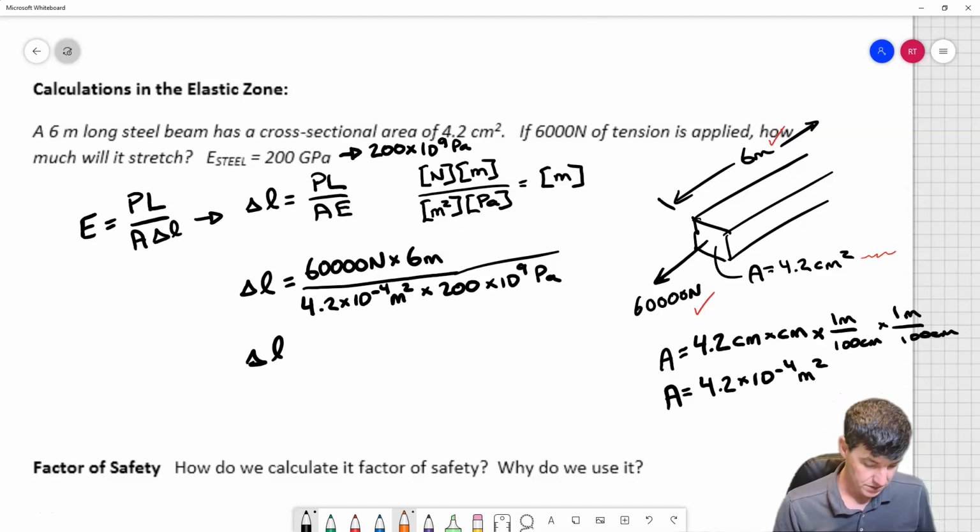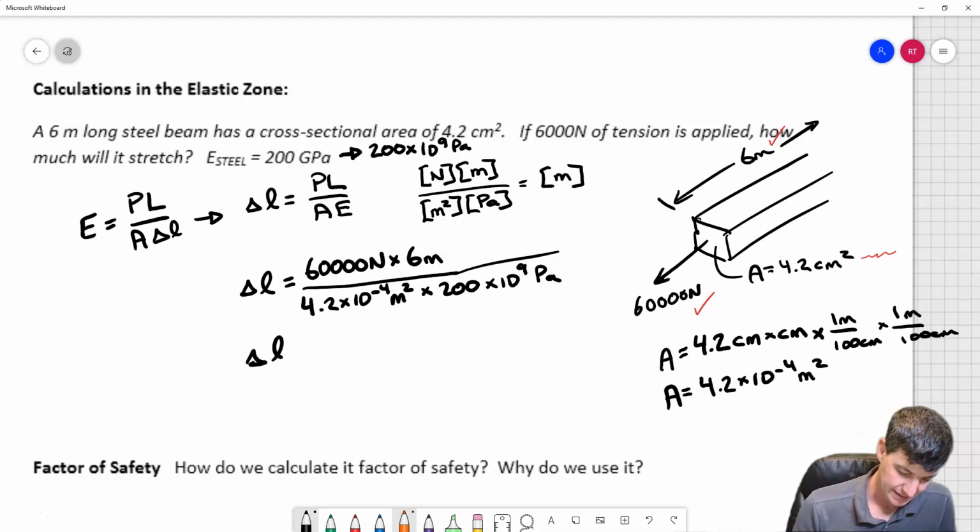So 60,000 times 6 divided by 4.2 exponent negative 4 times 200 divided by 200 EXP9. See, I almost made a mistake myself. 4.29 times 10 to the negative 3 meters.